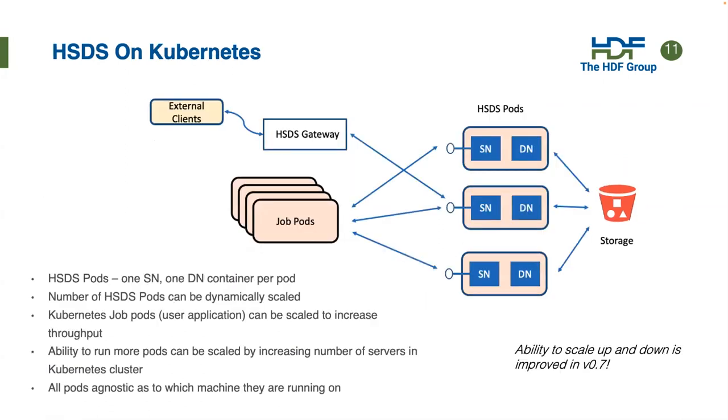On Kubernetes, it looks like this. So a Kubernetes pod is the minimal deployable unit on Kubernetes. And in our setup, each pod will have one SN and one DN container. So you create a deployment, and then there's like a magic dial. You can say, I want one pod, I want 10 pods, I want 100 pods. And Kubernetes will find a way to instantiate those pods on any machine in the cluster.